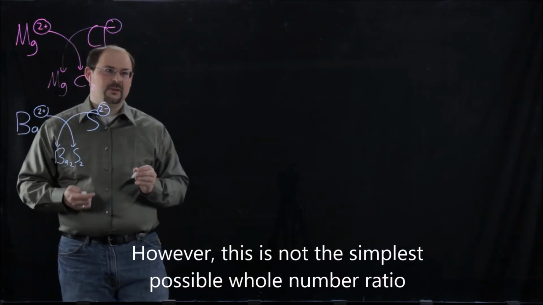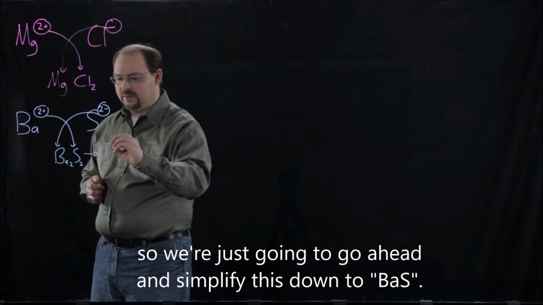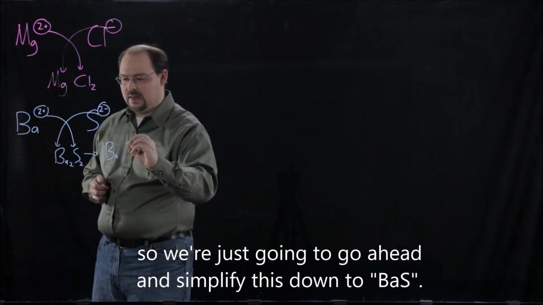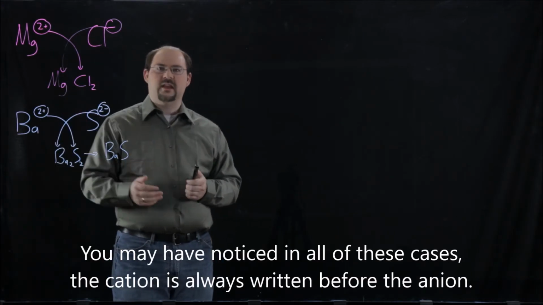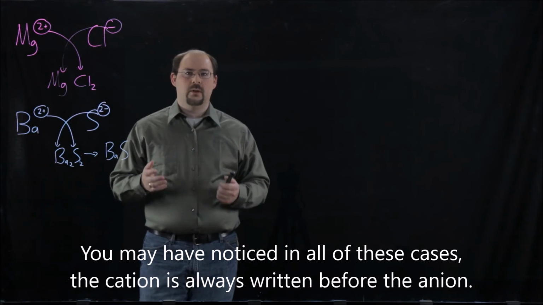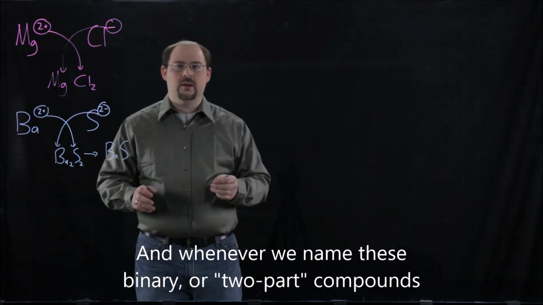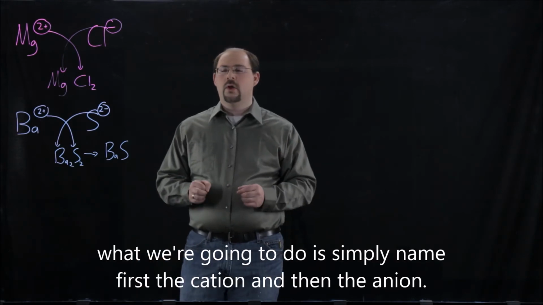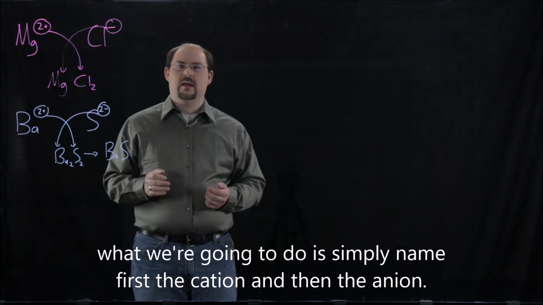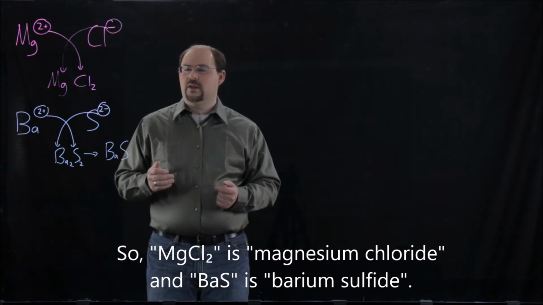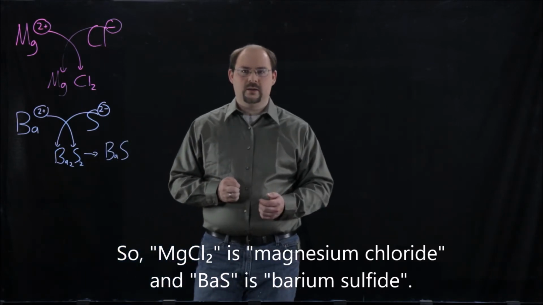However, this is not the simplest possible whole number ratio, so we're just going to go ahead and simplify this down to BaS. You may have noticed in all of these cases, the cation is always written before the anion. And whenever we name these binary or 2-part compounds, what we're going to do is simply name first the cation and then the anion. So MgCl2 is magnesium chloride and BaS is barium sulfide.